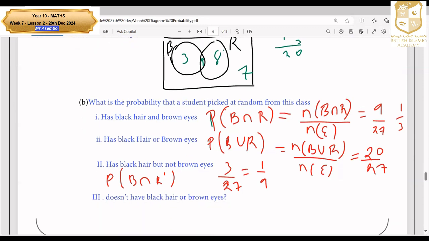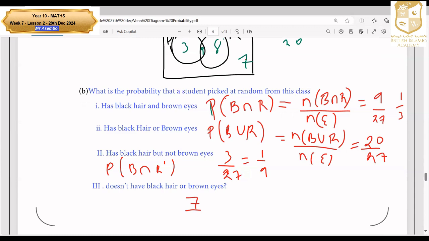This one is saying you pick the probability that the student does not have black hair or brown eyes, which means neither does not have brown and does not have black hair. So it means the one which is outside here, this one. So we are going to pick 7 students, they don't have either of the 2 of them. So it will be 7 out of 27 from our sample space.